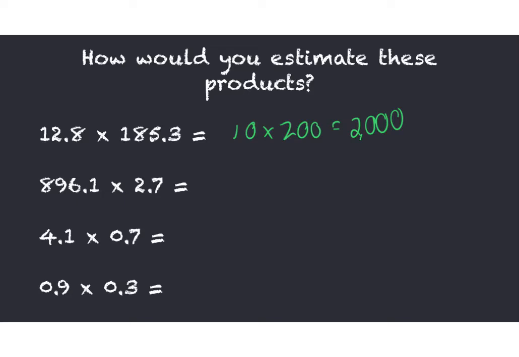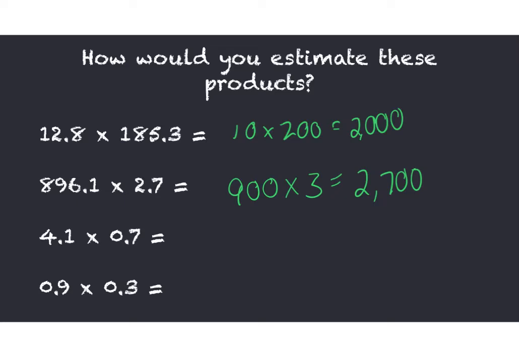Let's look at the next example. 896 and 1/10 times 2 and 7/10. 896 is pretty close to 900 times 3 because 3 is pretty close to 2 and 7/10. 900 times 3 would be 2,700. So I know once again that my answer for my decimal multiplication problem will be pretty close to 2,700.